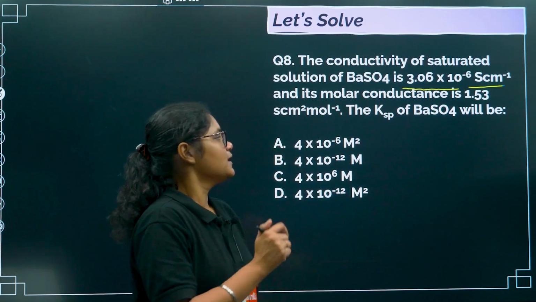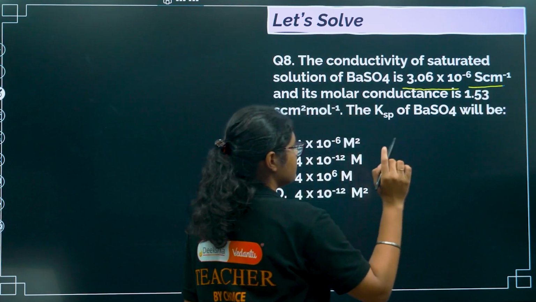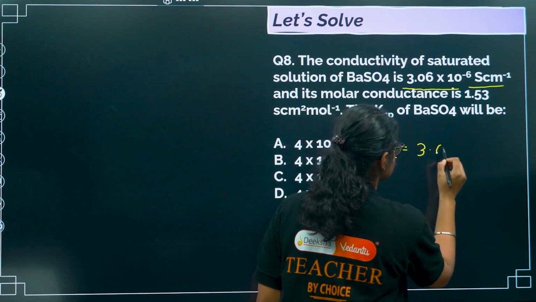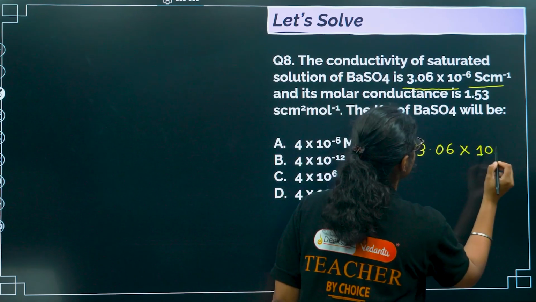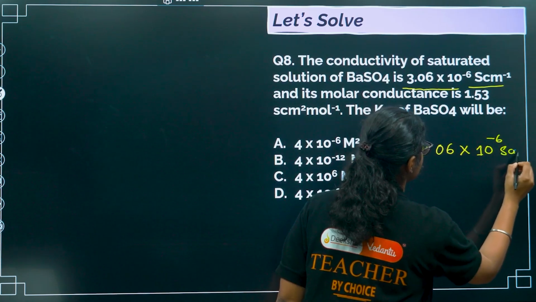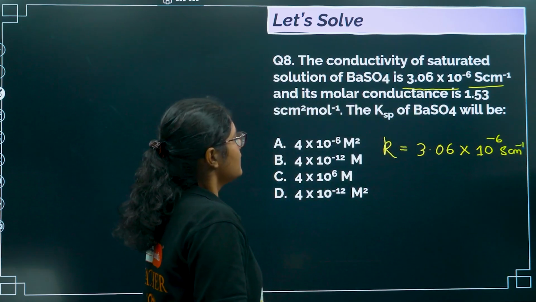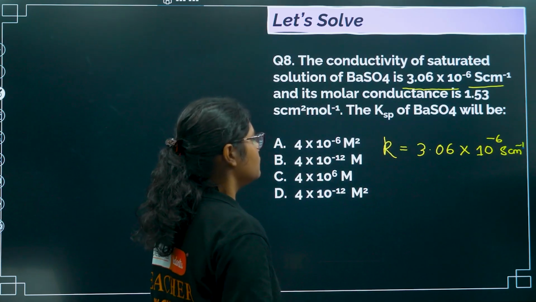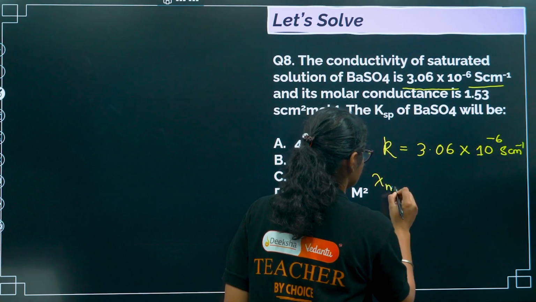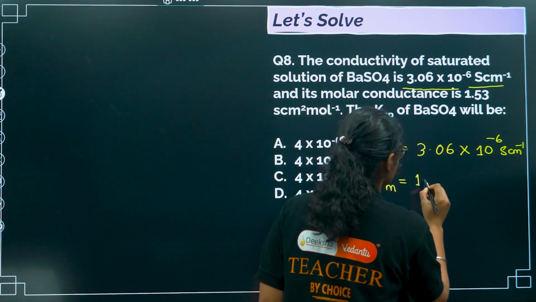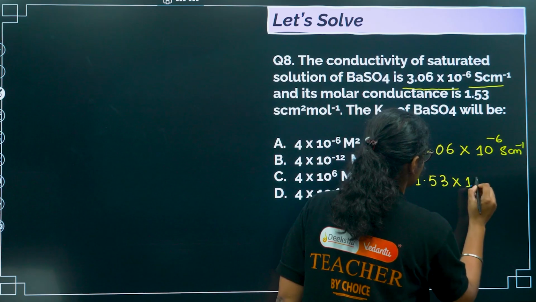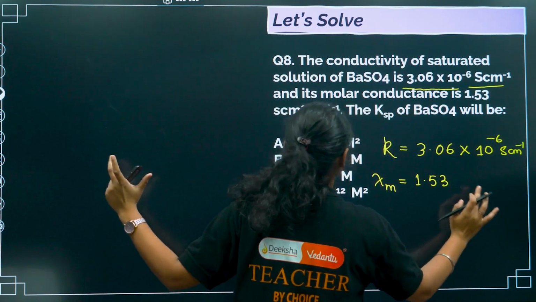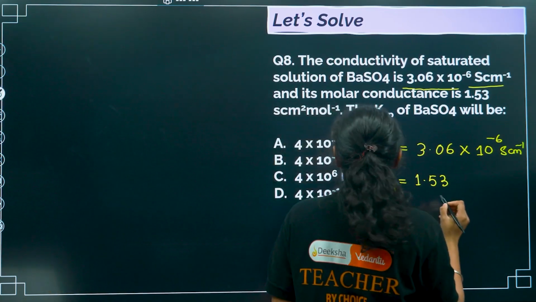Okay. So if you have done it, S centimeter inverse is your kappa value. Conductivity is the kappa value, given as 3.06 into 10 to the power of minus 6 S centimeter inverse. Next, its molar conductance is 1.53 S centimeter square mole inverse. Molar conductance is also given. If you remember, molar conductance is lambda m, and it is 1.53 S centimeter square mole inverse.